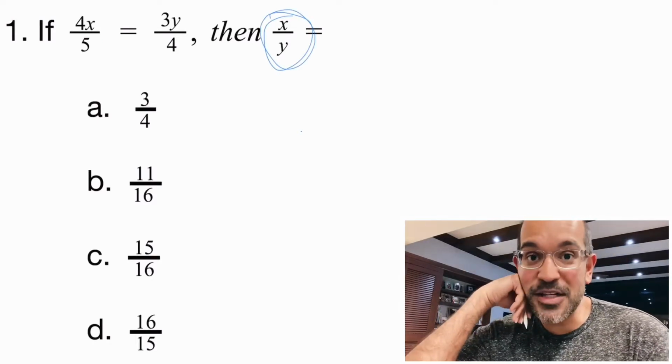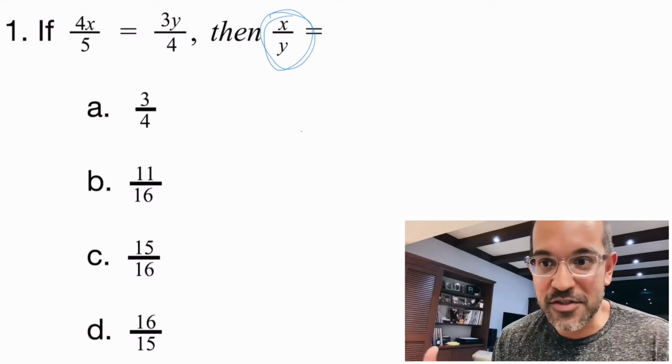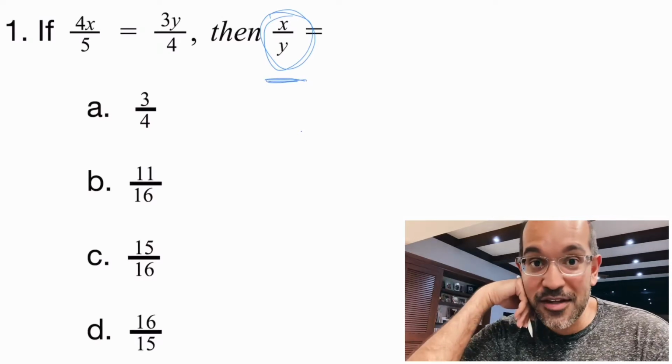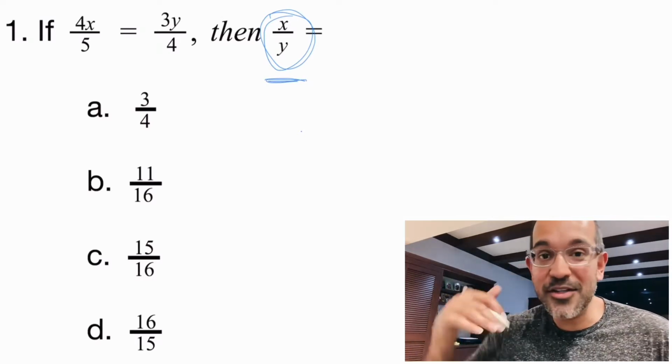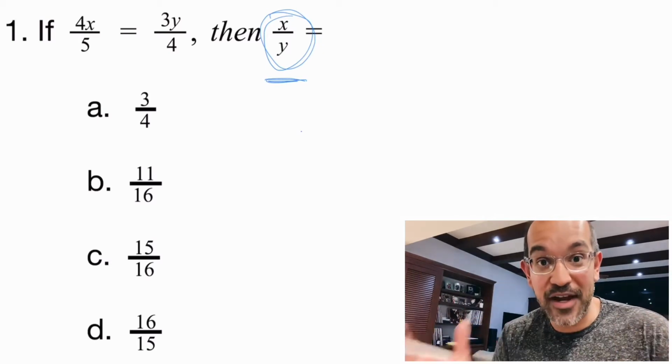Now, people will look at this and really overcomplicate it, okay? And here's all you have to do. We want to find x over y. So here's how we can get to x over y. You don't need to solve for x and y individually. We just need to find x over y.